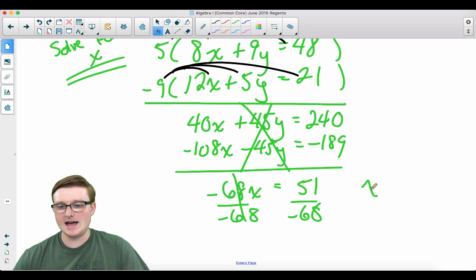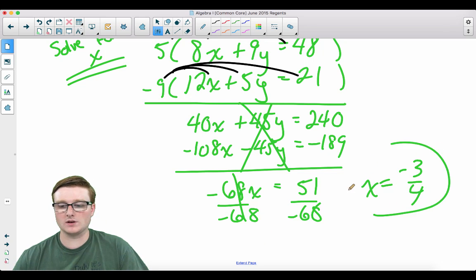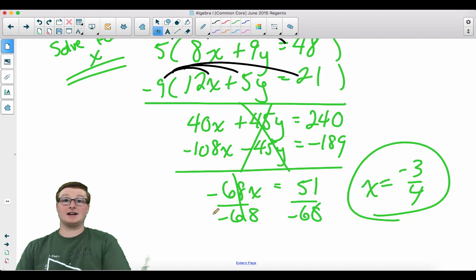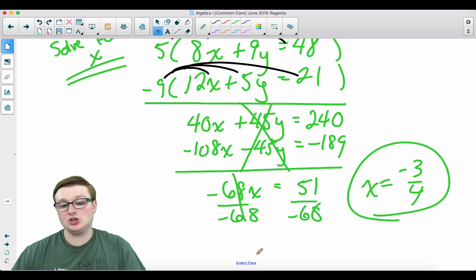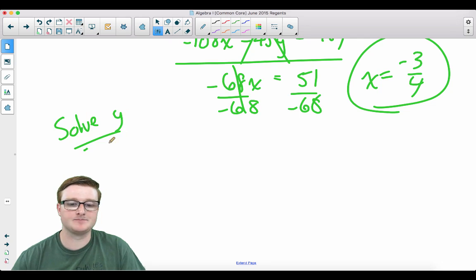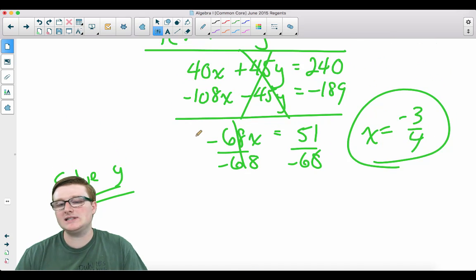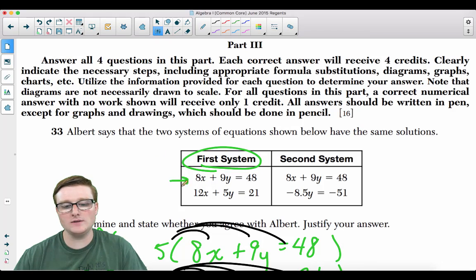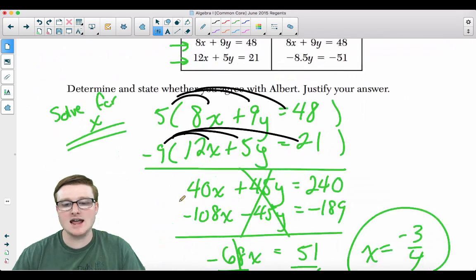Okay, so we get x is equal to -3/4, when that is simplified. So from here, now we need to solve for y. How do we do it? Well, we pick one of these equations and we plug in -3/4 for x.